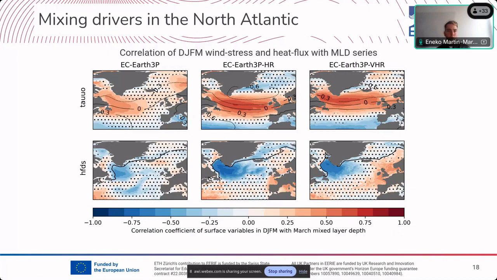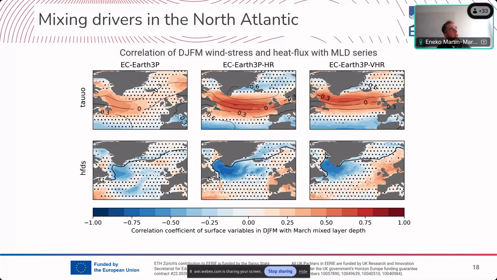Which also enhances the heat loss in the Labrador Sea and Irminger Sea, which can be clearly seen again in the two higher resolution models. So you have this big region which is significant, with a strong correlation on heat flux loss, negative heat flux. And in the case of the low resolution, we don't have such a big area.